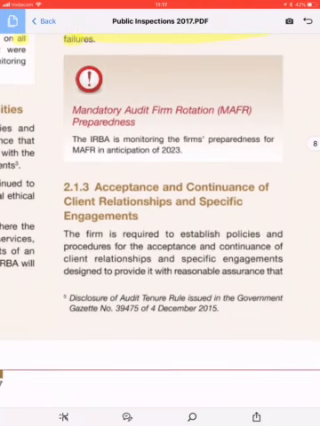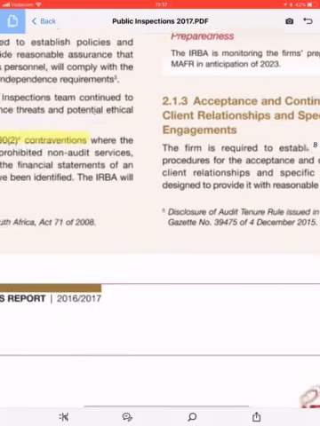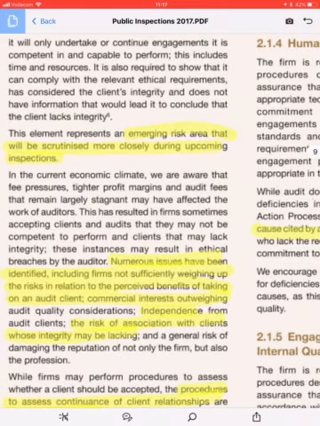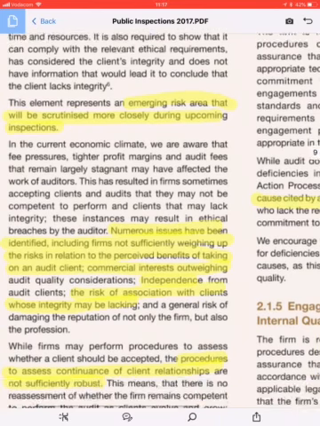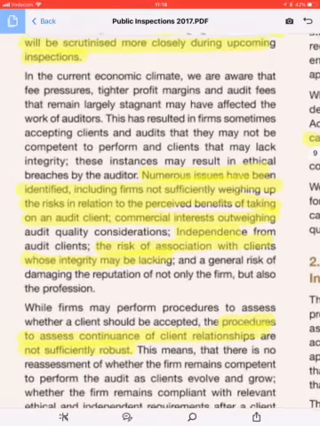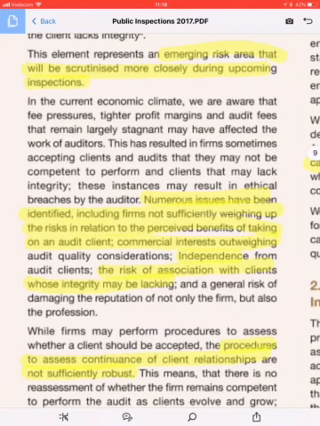The next element that they deal with is number 3, acceptance and continuance of client relationships and specific engagements. So who do you accept as a client? Once you've accepted it, what engagements do you accept for them? And this is becoming quite a big area. You will know that from the news lately, where auditors have got into trouble because they have not been so vigilant as far as which clients they are accepting. That's something that we need to look at more closely.